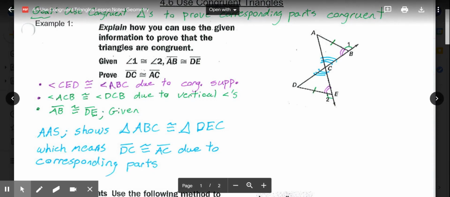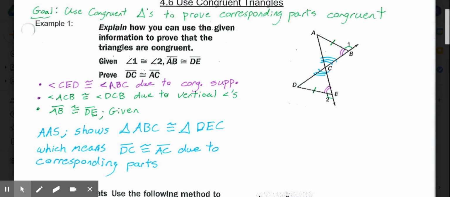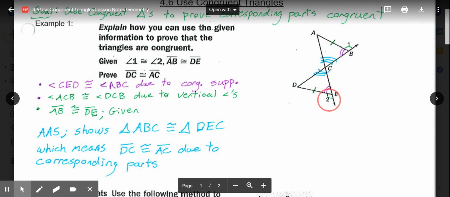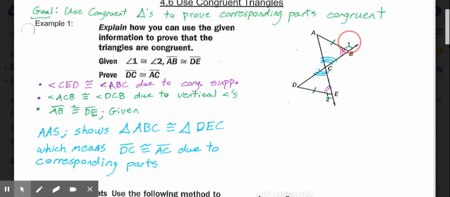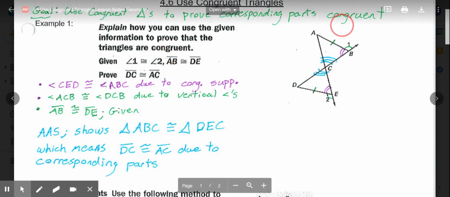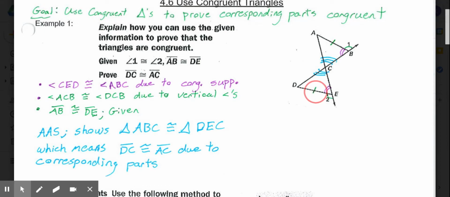So given, they told us angle 1 is congruent to angle 2. So I went in, green arc on angle 2 and angle 1, they're congruent. We also know AB is congruent to DE. So AB, one congruent hash mark, congruent to DE. So before I do anything else, I draw in what I know.